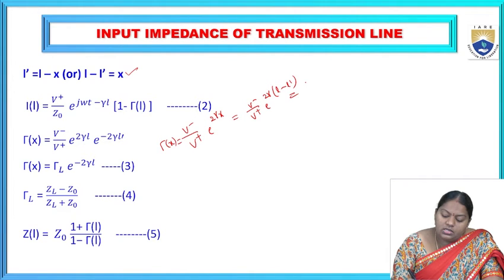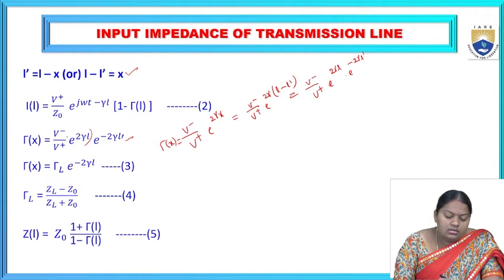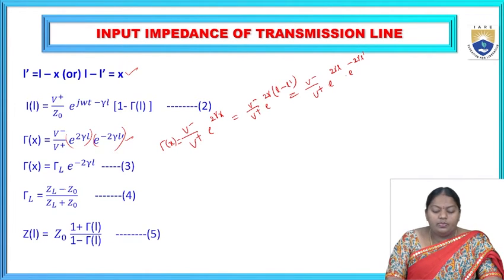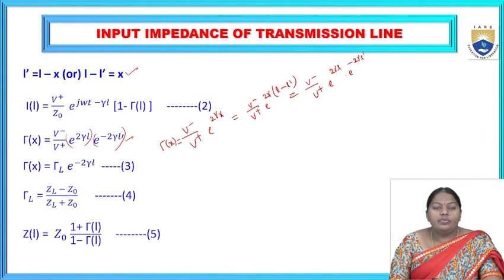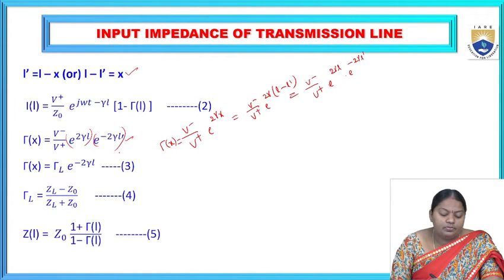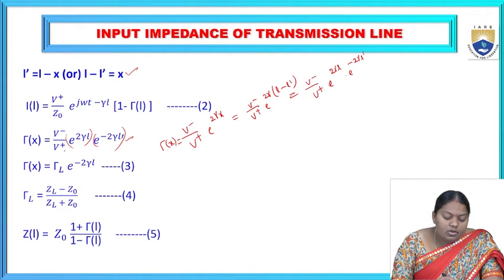Okay, then from this, V minus by V plus into e power 2 gamma L into e power minus 2 gamma L dash. So that can be written here, these two separately. So gamma of X is equal to V minus by V plus e power 2 gamma L into e power minus 2 gamma L dash. Okay, then gamma of X is equal to V minus by V plus into e power minus 2 gamma L dash, replaced by gamma L into e power minus 2 gamma L dash. Consider this as equation number 3.